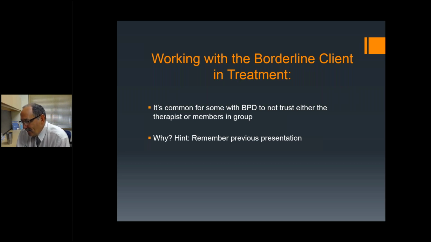So a lot of the conversation for today is going to be about group, but obviously you can modify this for individual. And if you're in individual, I'm talking about individual, you can modify it for being in group. It's just that what happens a lot of times in the group environment is the person with a borderline personality sees not only the therapist as a potential threat, but now several group members are threatening to her. So the quick question is, why does somebody with a borderline organization not trust either the therapist or members in group?